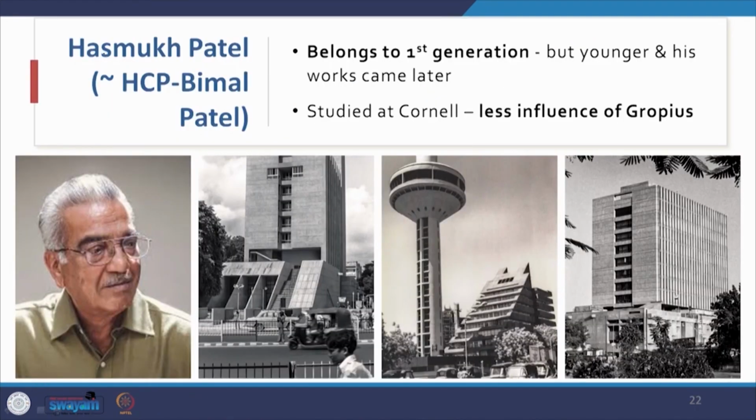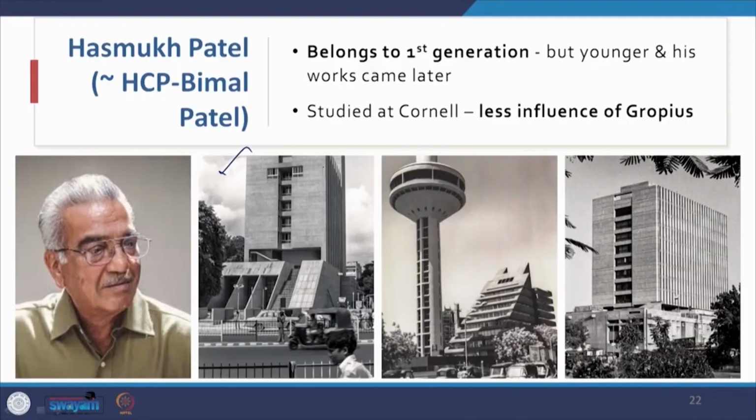The other architect who played a very important role in those early years was Hasmukh Patel of Hasmukh C. Patel, the firm that we talked about. Architect Bimal Patel is now looking after this firm, and his father Hasmukh Patel belonged to the first generation, but he was younger, so his works come a little bit later. He studied at Cornell, so there was less influence of Walter Gropius on him, but his works are very typically modernist. If you look at all three projects depicted here, they are very typically modernist.